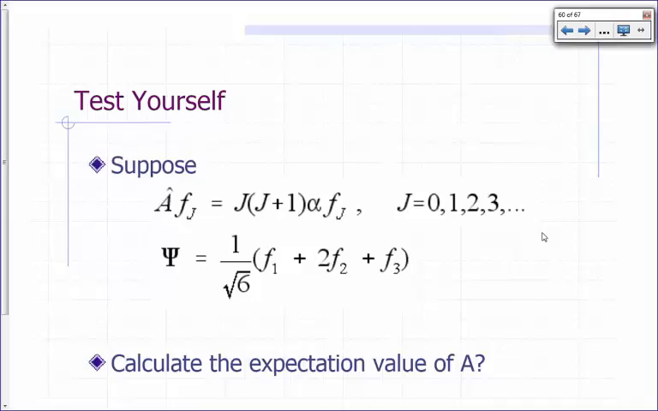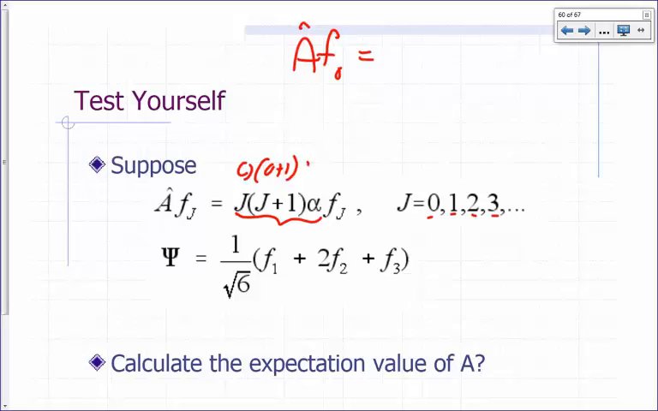Let's say A hat f sub j gives you back j times (j plus 1) alpha times f sub j. Since allowed values of j are 0, 1, 2, 3, and so on, what are the eigenvalues? A f0 is equal to what? What is 0 times (0 plus 1) times alpha? 0.